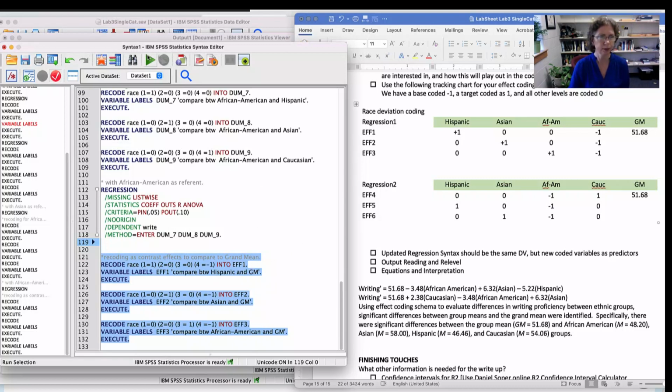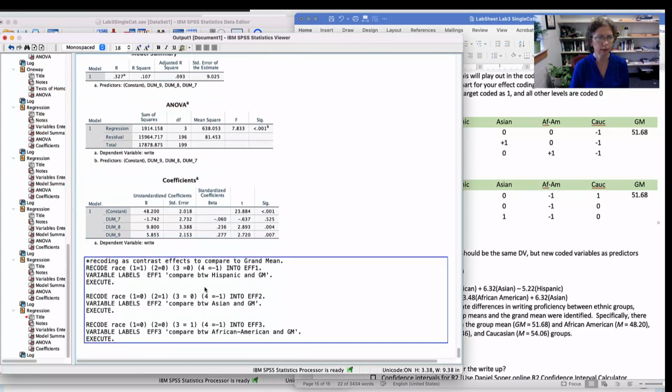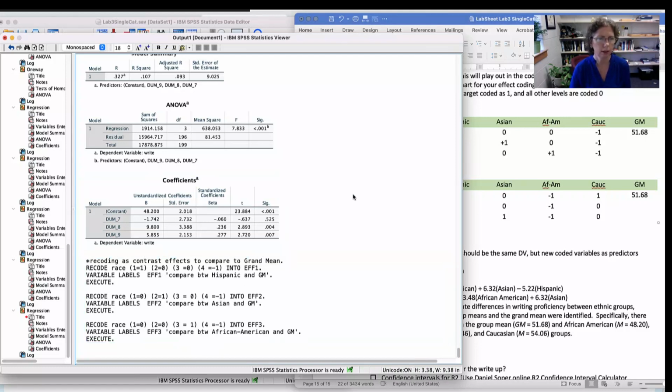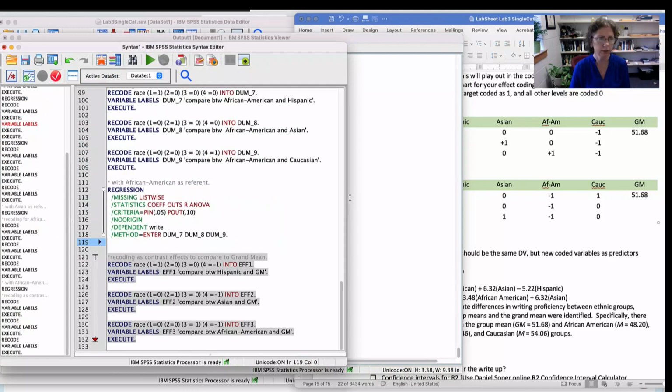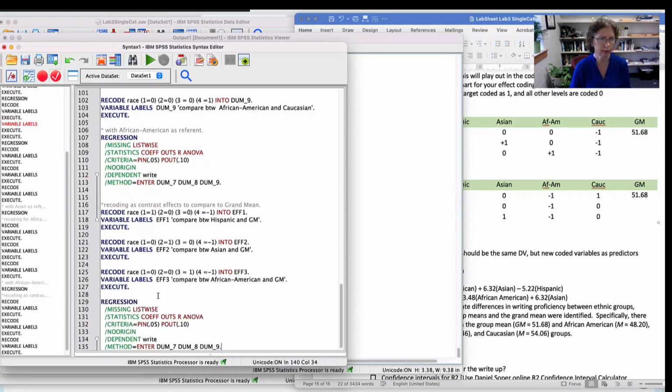Okay, so running that, got my effect codes in place. And now we're going to get a regression going. It's the same regression, but now with different effect codes applied to it.